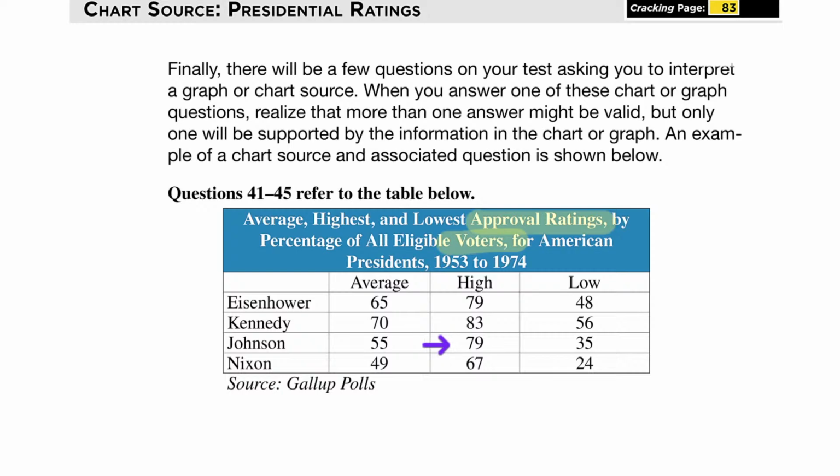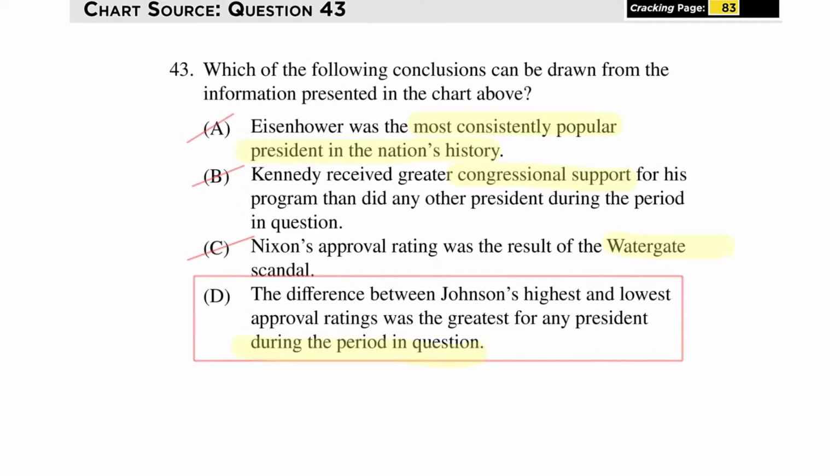That's a bigger gap than we see with the other presidents because even though Nixon had the lowest low, he didn't have the highest high. So therefore, his difference was not as big. So again, you got to love the charts and graphs. You just have to be patient reading and studying the chart and make sure you're drawing your conclusions from the chart if they specifically ask for that.